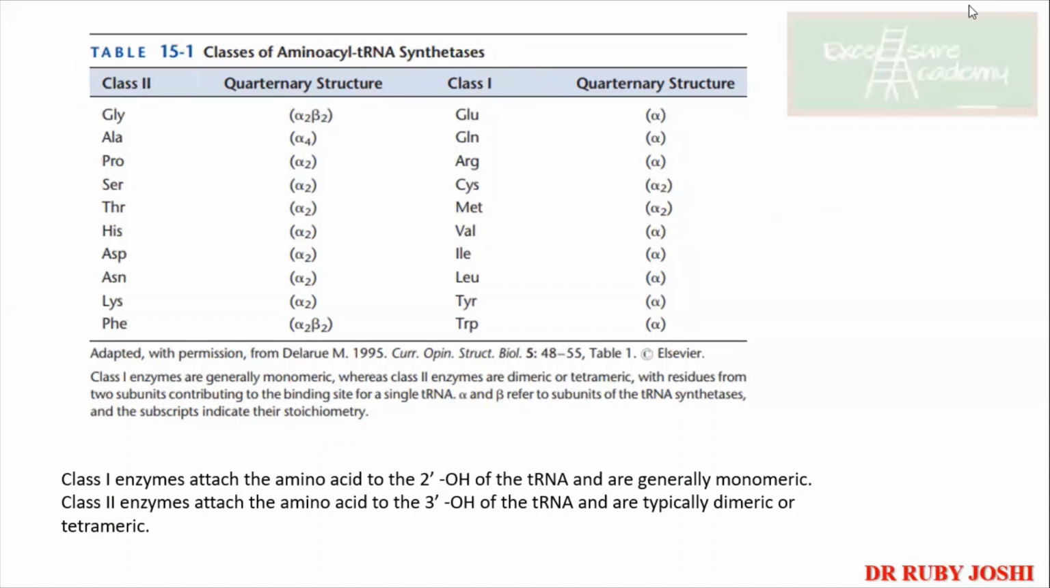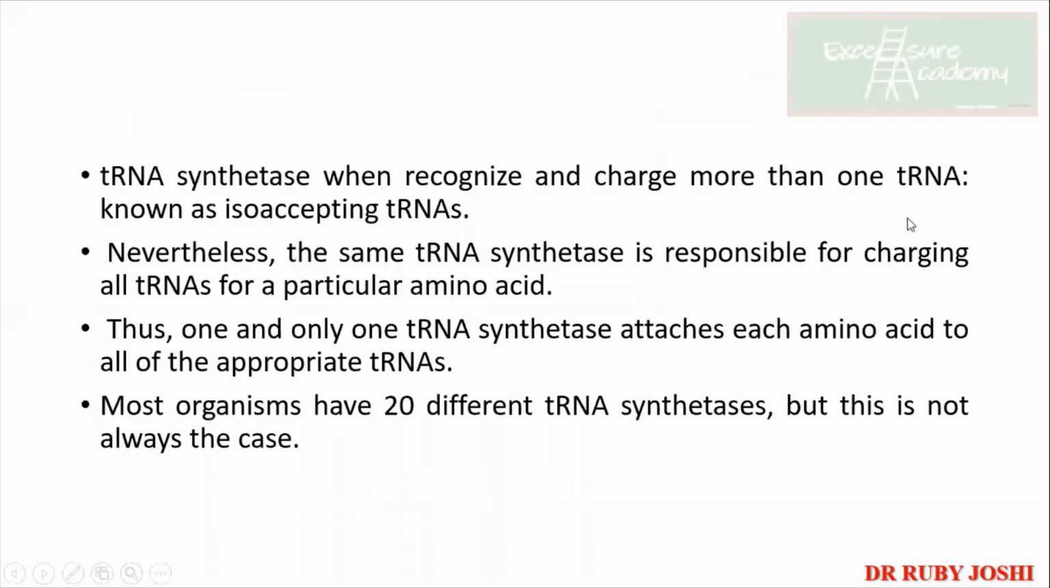Class 1 is where the amino acid is attached with the 2'-OH of the tRNA molecules, and class 2 is where it is attached to the 3'-OH. Okay. This is clear, I believe. This is very simple.